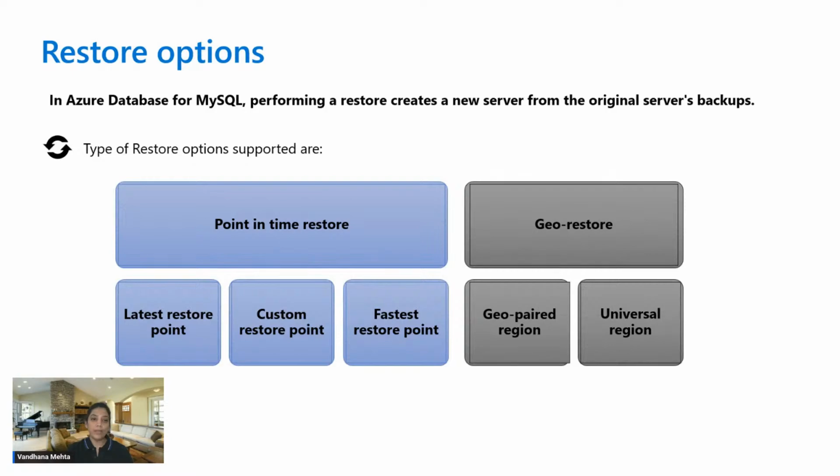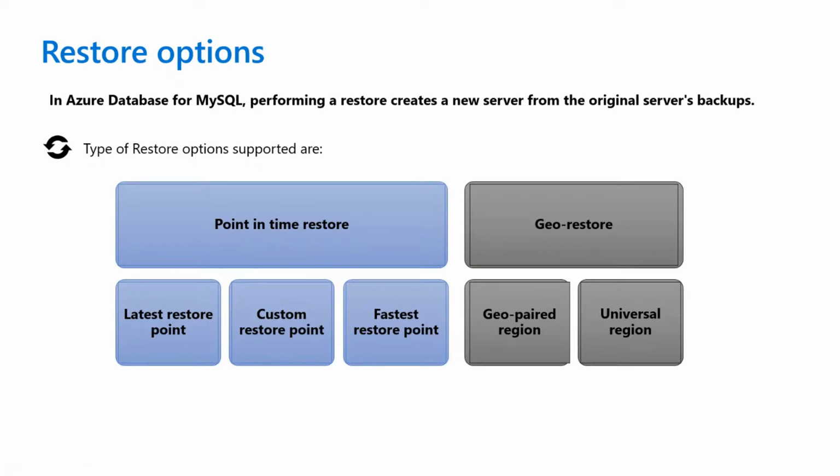So broadly here we have two main categories of restore. One is point-in-time restore, another is geo-restore. Point-in-time restore is also called PITR, P-I-T-R. Now starting with point-in-time restore, PITR, this option is the one that you will use most often. It will let you restore your server to any specific moment within your backup retention window.